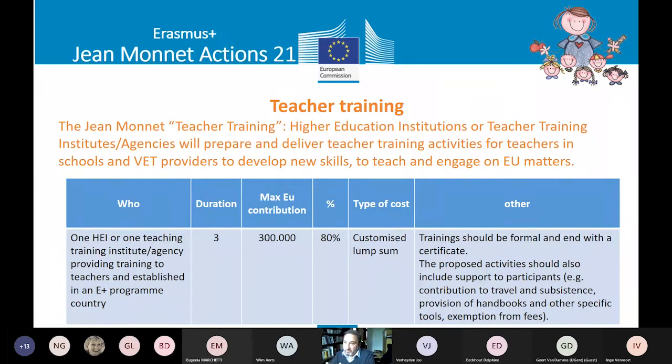So, for instance, you organize a big conference, it's one package. You organize a seminar or 2-3 seminars about the same activity, it will be another package and so on. And you have to put a budget in each package, and we will see if this budget is in good proportion compared to the planned activity.